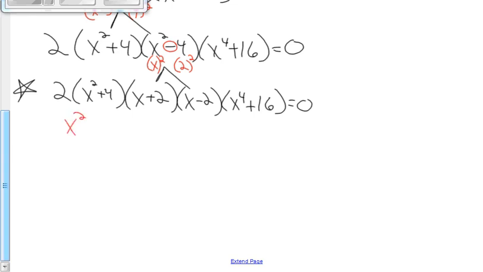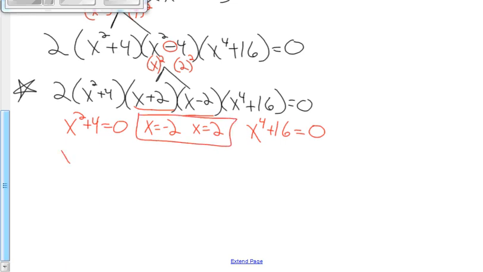So x squared plus 4 equals 0. This is a quick one of just x equals -2. Another quick one of x equals 2. And this would be the equation x to the 4th plus 16 equals 0. So we have 2 right here, and then we'll solve these two.